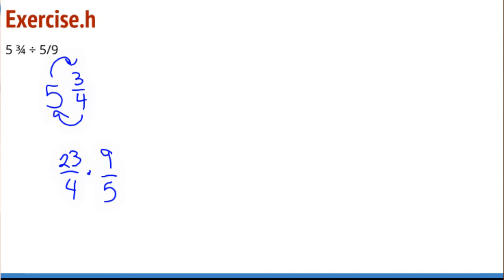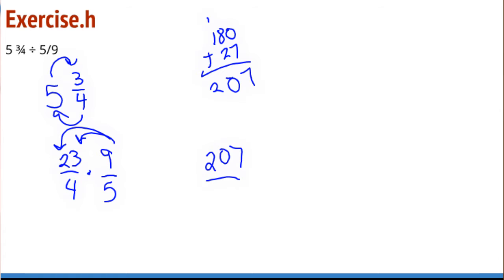All right, 5 3/4. 4 times 5 is 20, plus 3 is 23/4, times 9/5. Yeah, I'm not seeing much I can factor out there. All right, 23 times 9. 9 times 20 is 180, and 9 times 3 is 27, plus 27 will give me 207. 207/20.